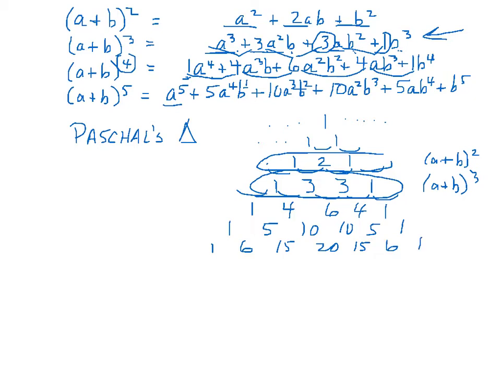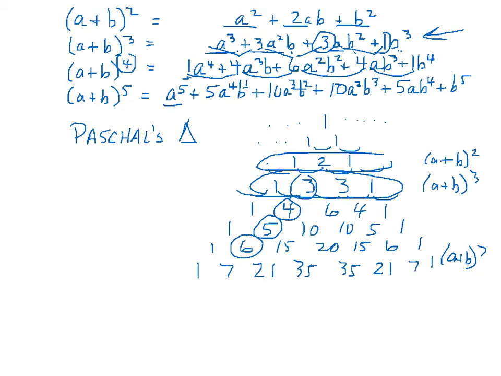Notice that you're squaring when you get the 2, cubing when you get the 3, fourth power, fifth power, sixth power. So if I was doing a plus b to the seventh, the numbers in front of these terms would be 1, 7, 21, 35, 35, 21, 7, 1. And then this first term would be a to the seventh. The next one would be a to the sixth, and b to the first.